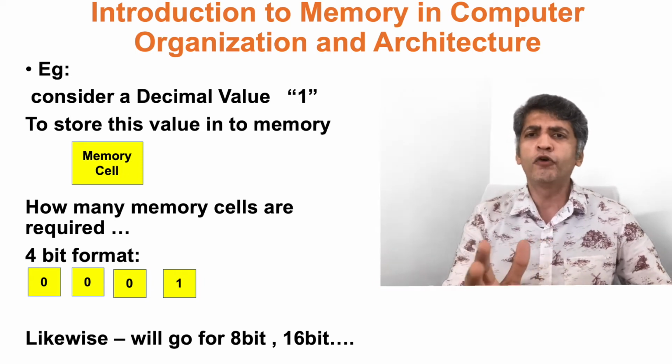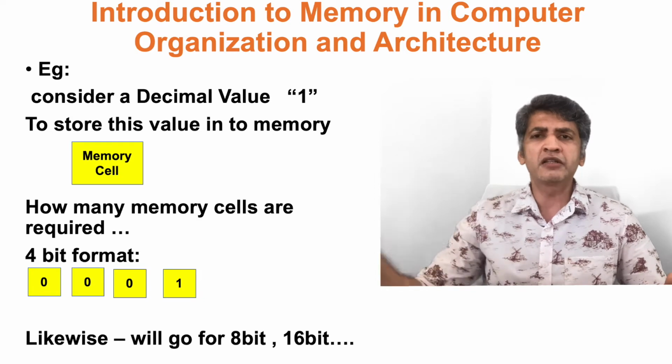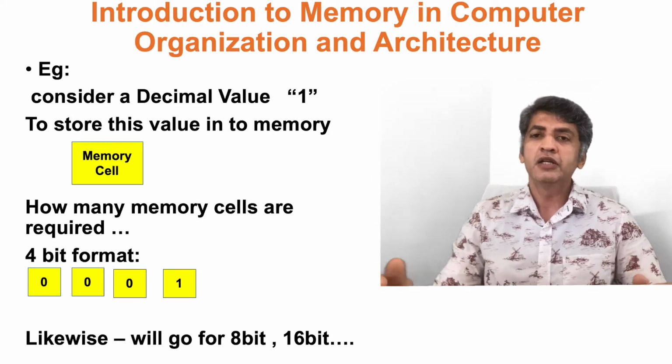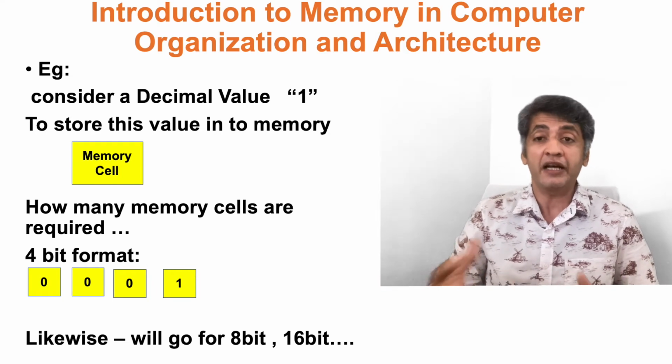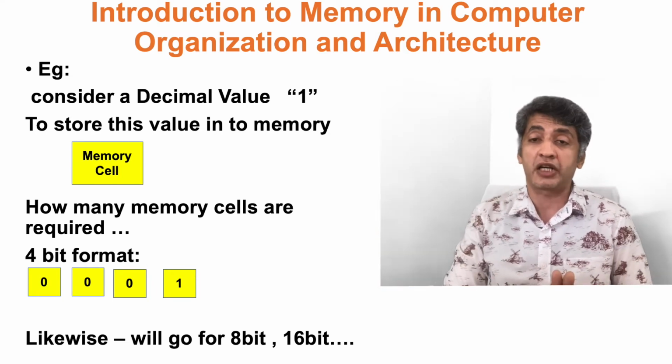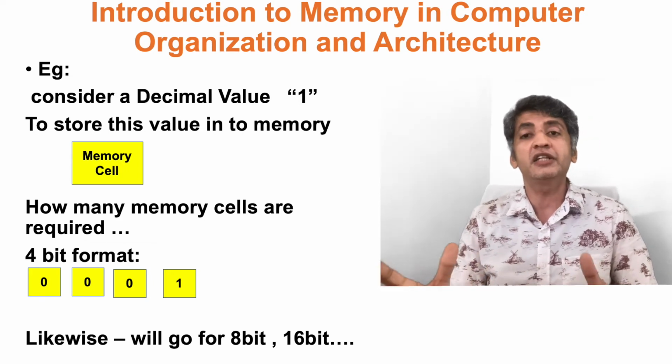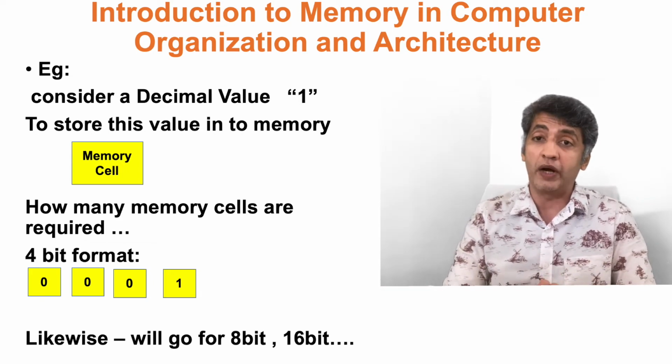So the first 4 bits will be 0000, then the next 4 bits will be 00001. Right? So this is how it works. If you want to convert it into 16-bit, again 16 memory cells are required. And in the same way, if you want to store it in 32-bit, again 32 memory cells are required.